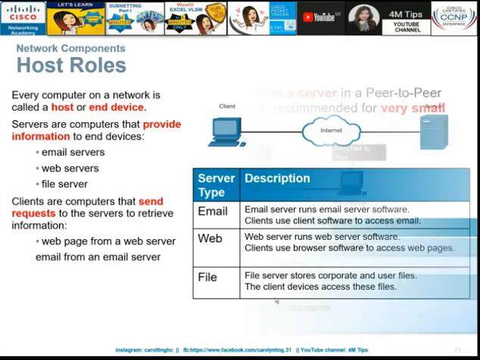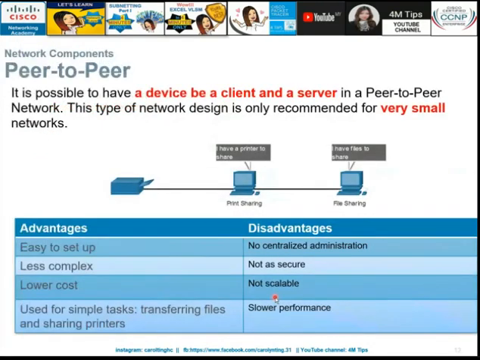Next, we will go for peer-to-peer networks. In a peer-to-peer network, it is possible for a device to be both a client and a server. This type of network design is only recommended in a very small network. So what is peer-to-peer? It means that one device can be a client, or it can be a server.